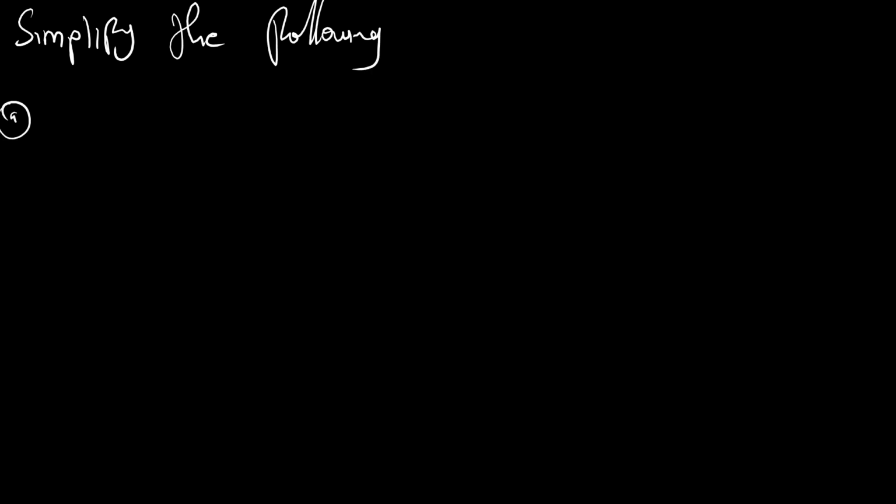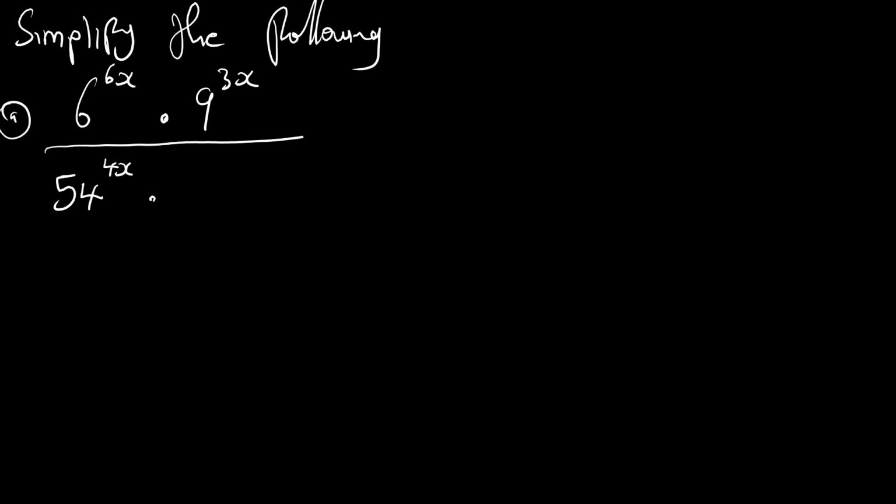Let's say they ask us to simplify the following. Let's take our question. We are given that you have to simplify 6 to the exponent of 6x, multiplied by 9 to the exponent of 3x, all divided by 54 to the exponent of 4x, multiplied by 1 over 4 to the exponent of 2 minus x. So we need to simplify this expression.